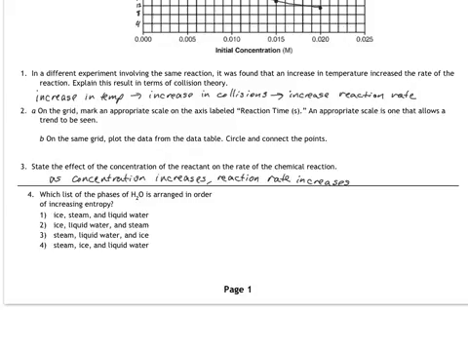Next up, which list of the phases of water is arranged in order of increasing entropy? Gases have the most entropy because they have the most chaos, so I think the best answer choice is 2.